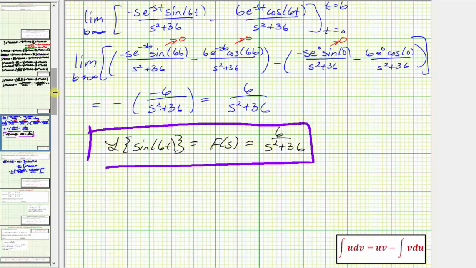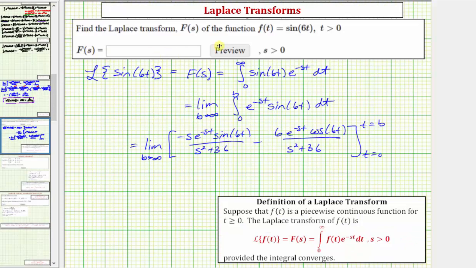So going back to our first slide, for entering big F of s from the keyboard, it's important to enter 6 divided by, and then in parentheses, s squared plus 36. I think you'll agree in most cases, determining a Laplace transform using the definition takes quite a bit of work. And just like there are formulas to find derivatives, there are formulas to help find Laplace transforms.